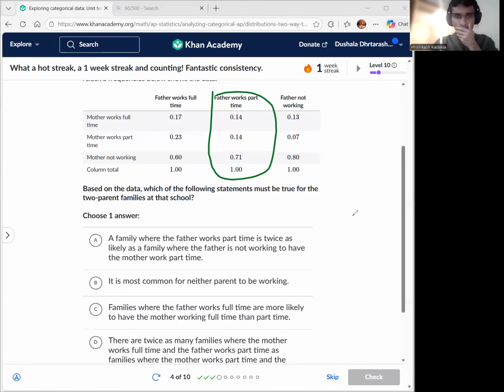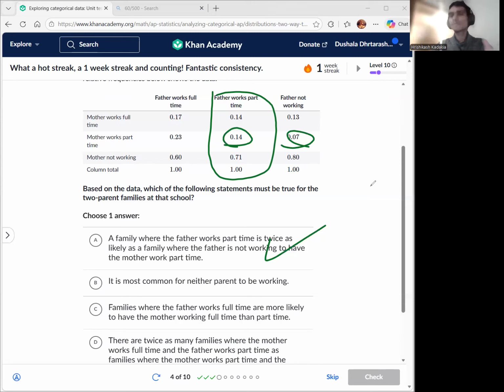Oh, I see, okay. So they're just saying mothers would be more likely to work part time if the father is working part time. Maybe they get encouraged or something, but they work more part time. So it's twice as likely for them to work part time given that the father is working part time. Yes, that is actually correct.